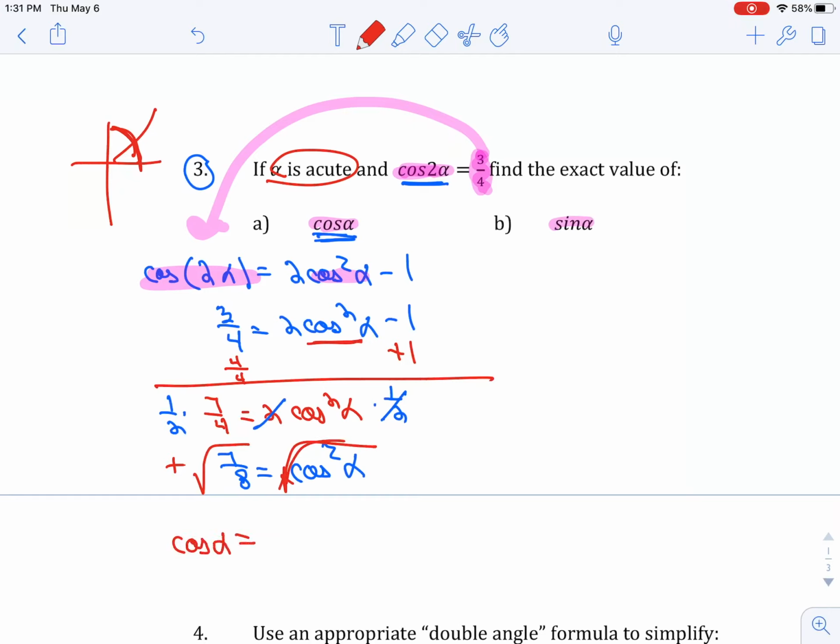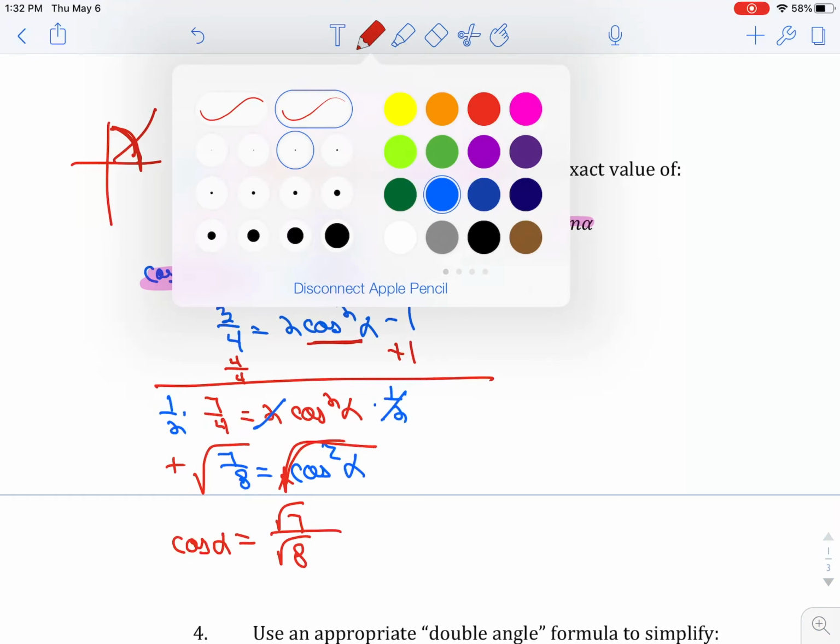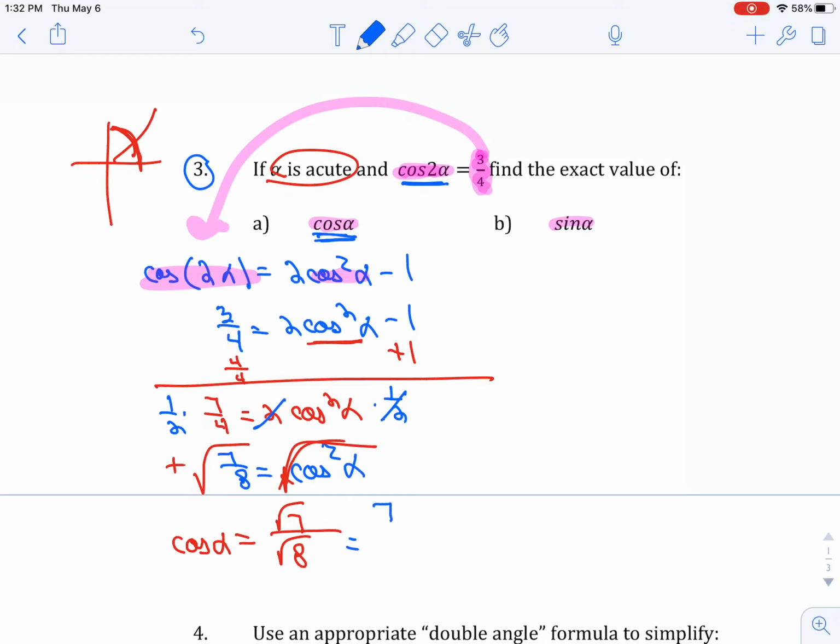And then over here, I just end up with the square root of 7/8, which is the square root of 7 over the square root of 8. And then it's just a matter of simplifying that. The numerator is the square root of 7, and the denominator is 2 times the square root of 2, because the square root of 8 is the square root of 4 times the square root of 2. And then if I want to rationalize the denominator, I multiply top and bottom by the square root of 2, and you get the square root of 14 over 4, because 2 times 2 gives me 4. So that's your final answer for that one.